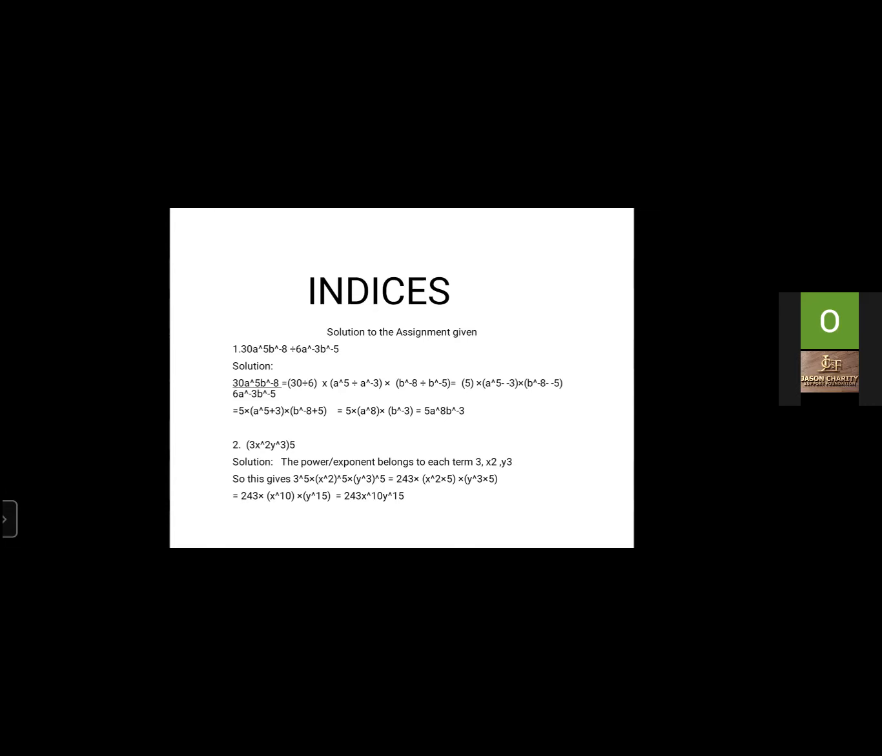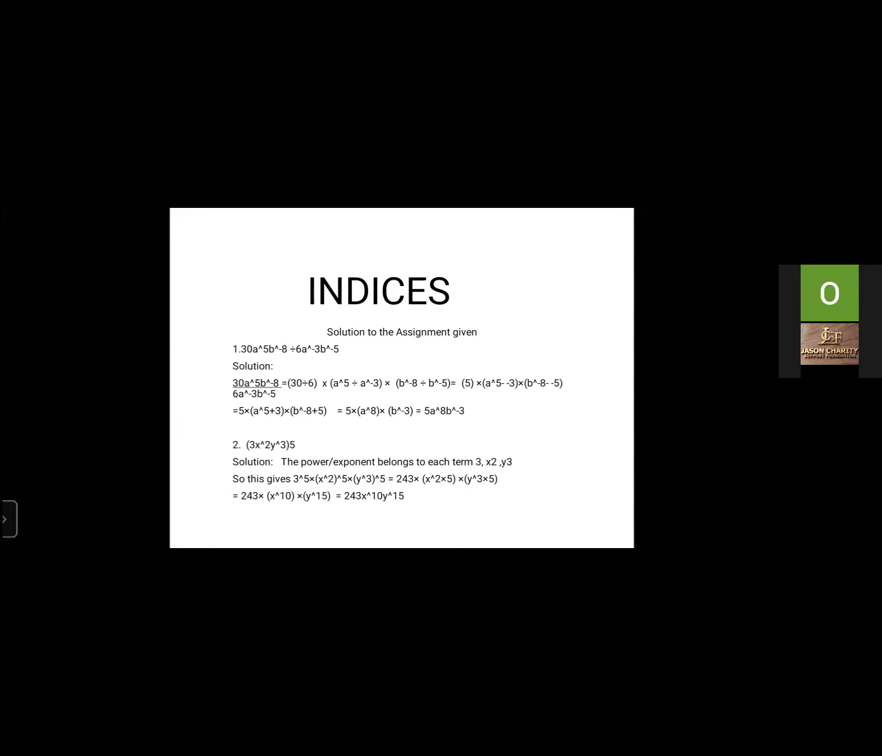Collecting like terms. So when we solve this division individually, 30 divided by 6 will be solved as a normal division, given that they are not indexed. They don't have an index or an exponent. They don't have a power. So we solve this normally. So 30 divided by 6 will give us 5.